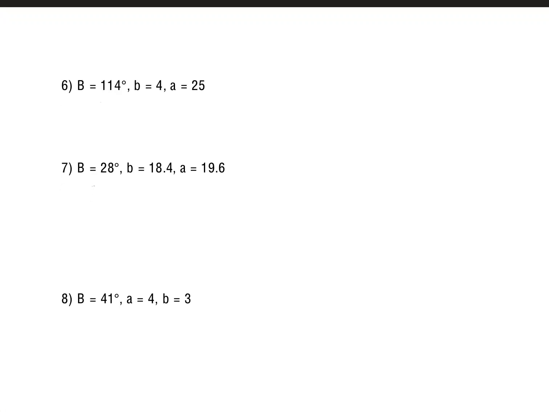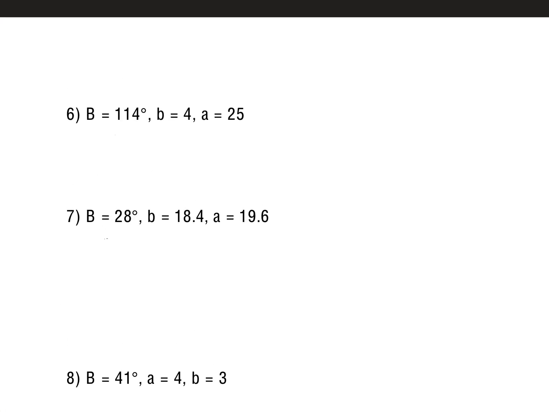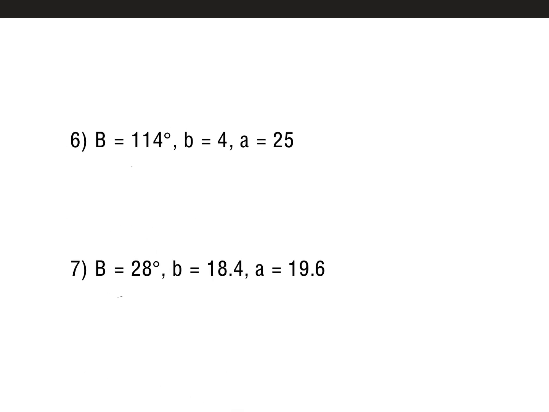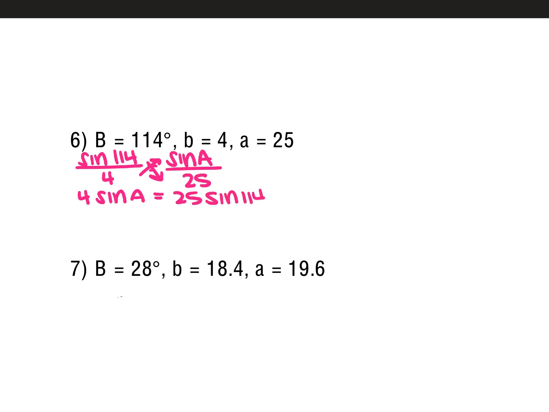For our next example, we're given that angle B is 114 degrees, side B is 4, and side A is 25. To find angle A first, we're going to do the sine of 114 over 4 is equal to the sine of A over 25. Cross multiply, that's 4 times the sine of A is equal to 25 sine 114. Divide each side by the 4. You're going to take the inverse sine of 25 sine 114 over 4.